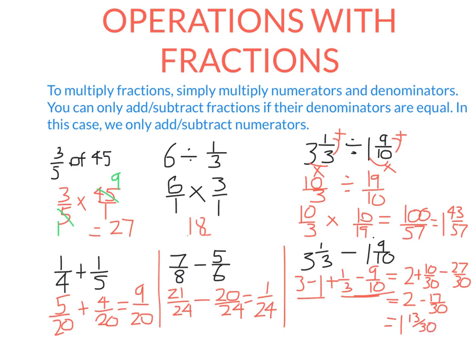So I chose to do the whole number part separately to the fractions, but I could have done this. I could have done 10 over 3 minus 19 over 10. And I would have got the same answer. So let's just look at a quick worded problem with fractions.